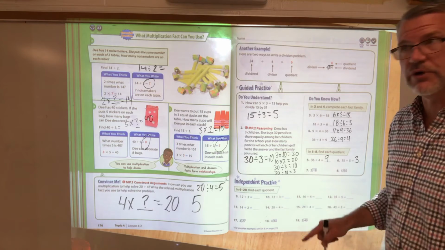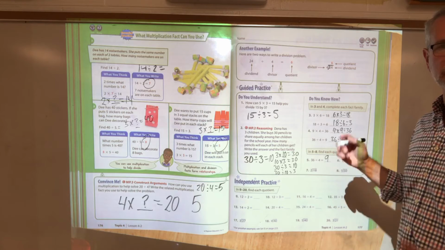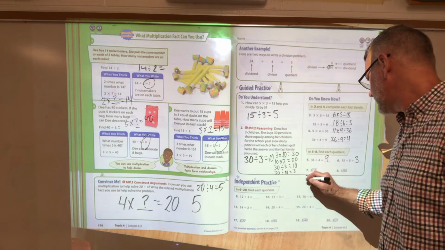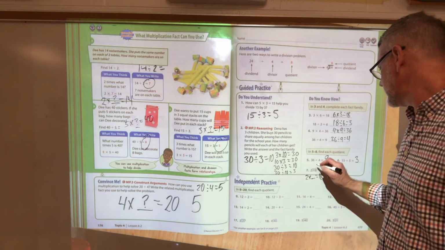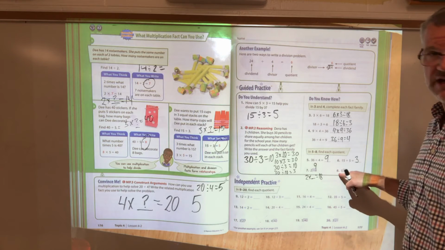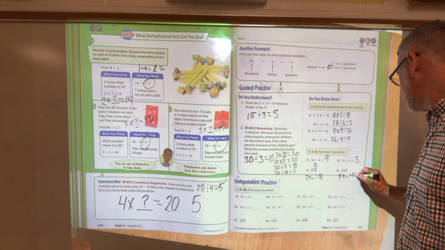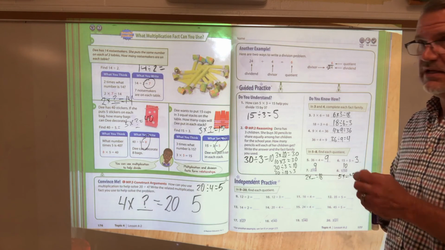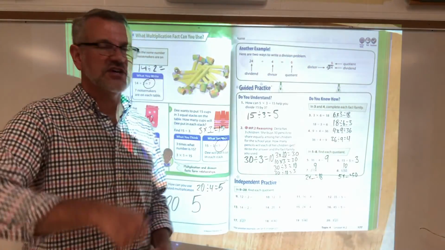Now, here's that weird one. 18 divided by 2. Remember your answer, the quotient is going to go on the top. So 2 times what equals 18? And the answer is 9. The quotient is 9. 50 divided by 5. So 5 times what equals 50? And the quotient, the answer is 10. Okay, again, relating multiplication facts to help get the division answers.